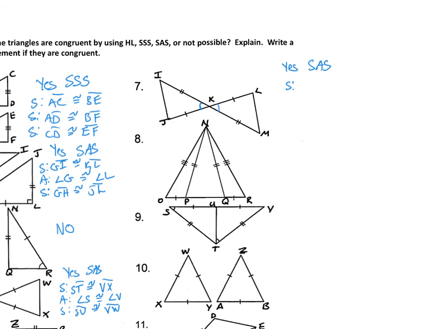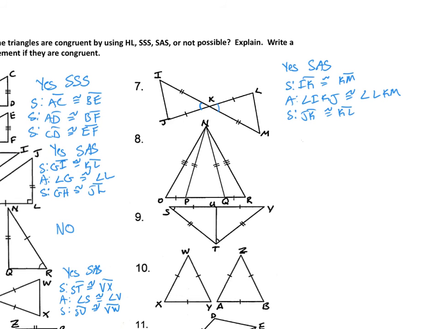Our side here, IK, is congruent to KM. Angle IKJ is congruent to angle LKM. And then our last side, JK, is congruent to KL.